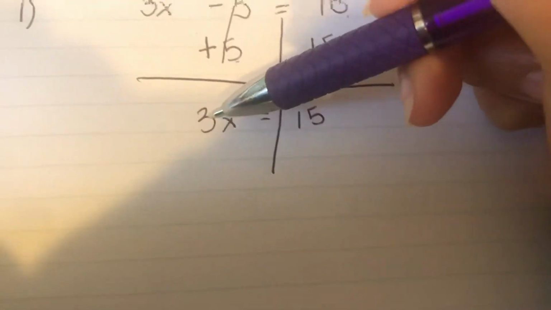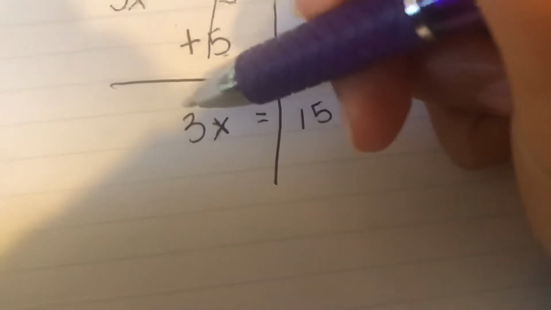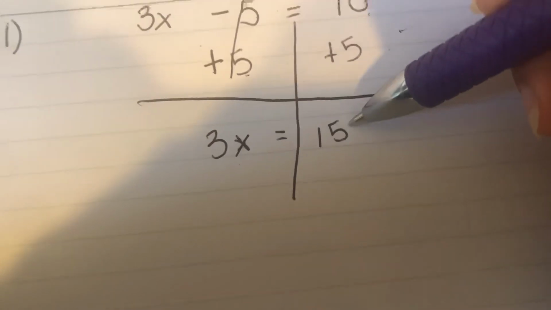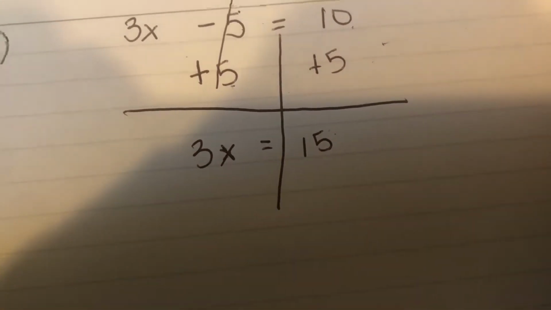Now we got to get rid of this 3. But we're not subtracting 3 or adding 3. This 3x is being multiplied, right? So 3 times x equals 15. Most of us already know this. 3 times 5 equals 15.